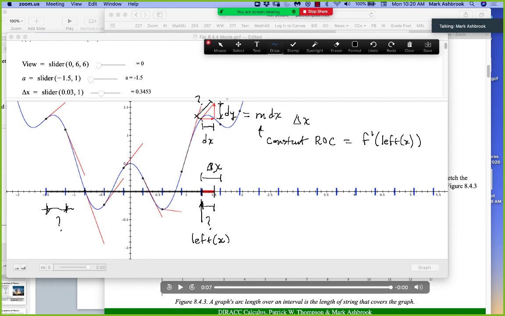Okay, now this is what we're after. We're after that length right there. S is the symbol we use for arc length. So what would that little segment be right there? What is the length of that segment? If S is our general variable for arc length, then what is that?